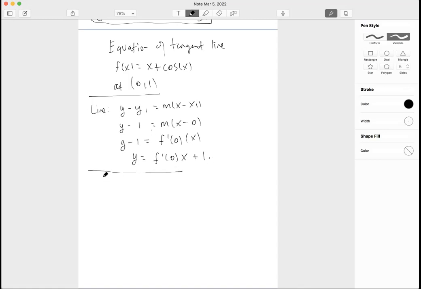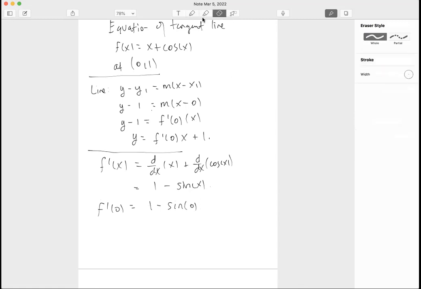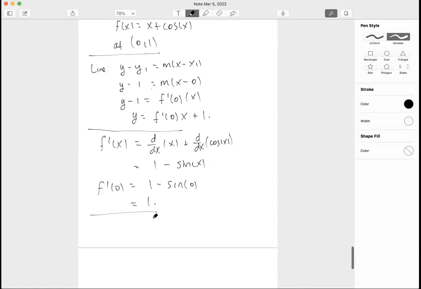Okay, so f prime of x, we use the sum rule. So the derivative of x is 1, and the derivative of cosine is negative sine. So that's our derivative. And plugging in 0, 1 minus sine of 0, and sine of 0 is 0. Okay, so that means our tangent line is y is equal to x plus 1. That's it.